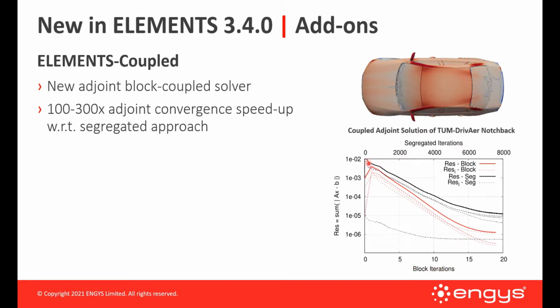And you can see that the convergence trends are very similar, but the number of iterations that are required for using the block coupled solver are about 100 times fewer than the number of iterations that are required when using the segregated approach. The implications of this are huge because we can calculate sensitivities almost instantaneously and add those sensitivities as part of the standard solution without having to pay an additional price in terms of turnaround times.